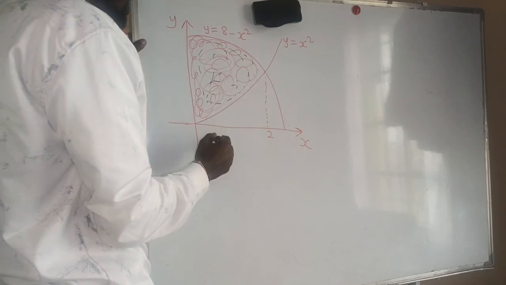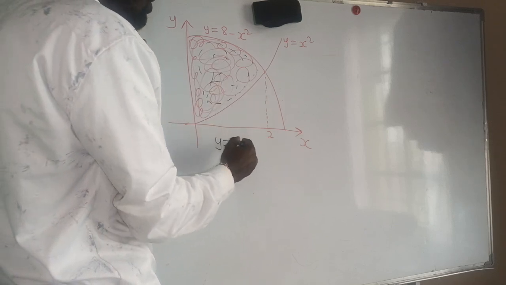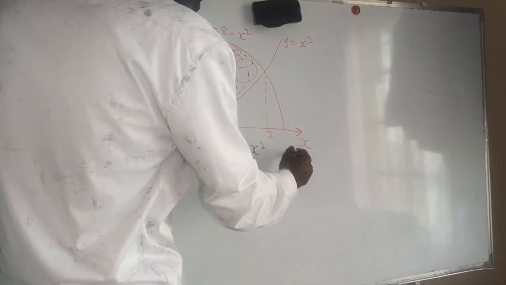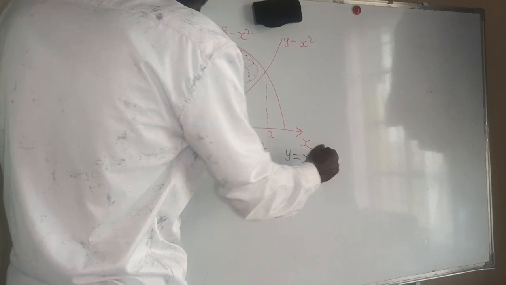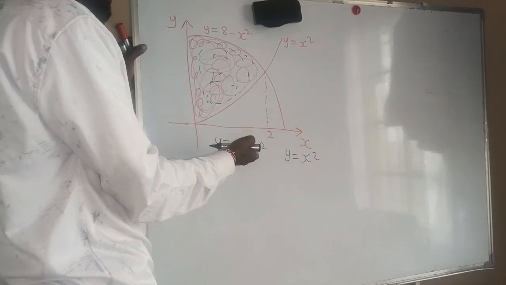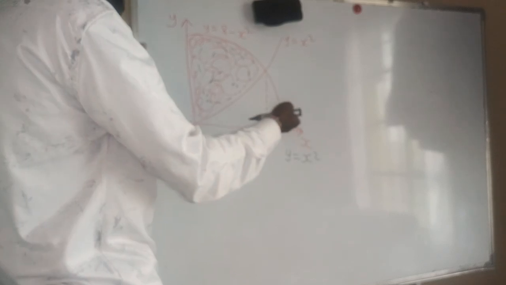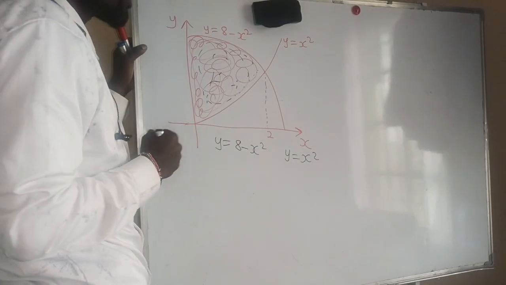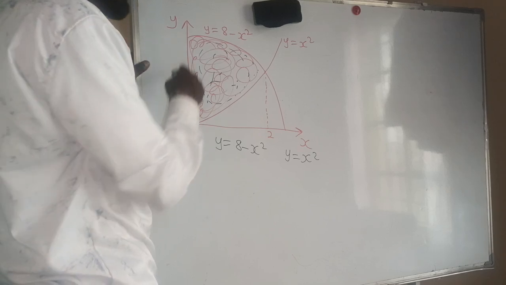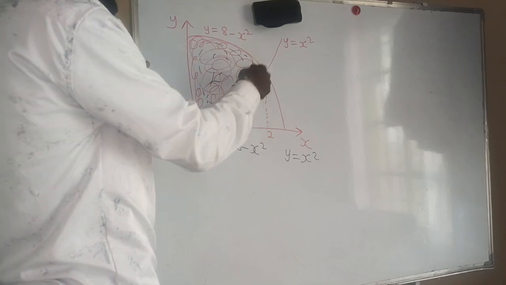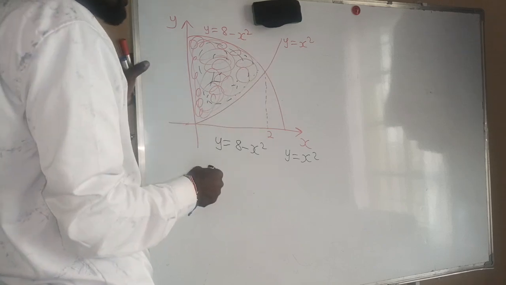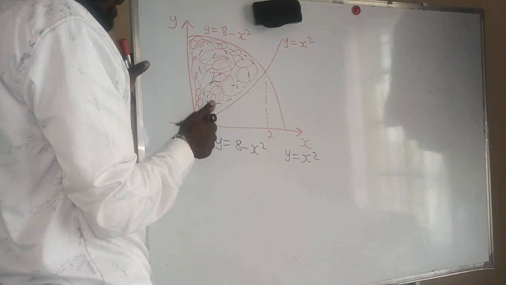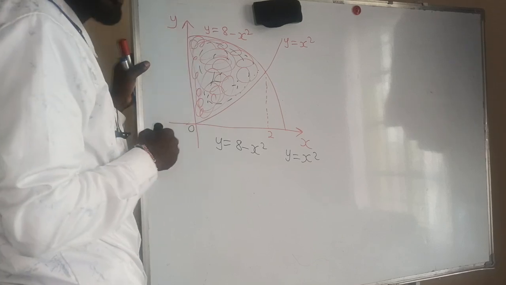I know the first equation reads y is equal to 8 minus x squared, and the second one reads y is equal to x squared. So that means I'll just take the first equation equal to the second equation for me to get what we call a combined equation that can help me get the area of this region. Because if these two curves intersect at 2 as the value of x, and they have enclosed a particular region with the y-axis, I know at this point the value of x is 0.